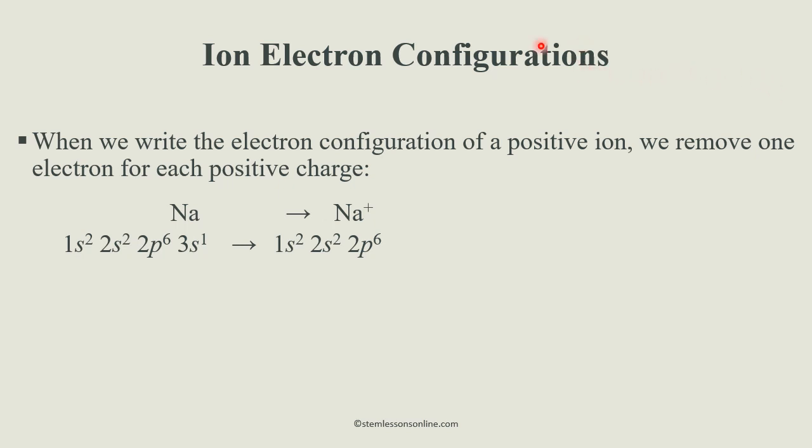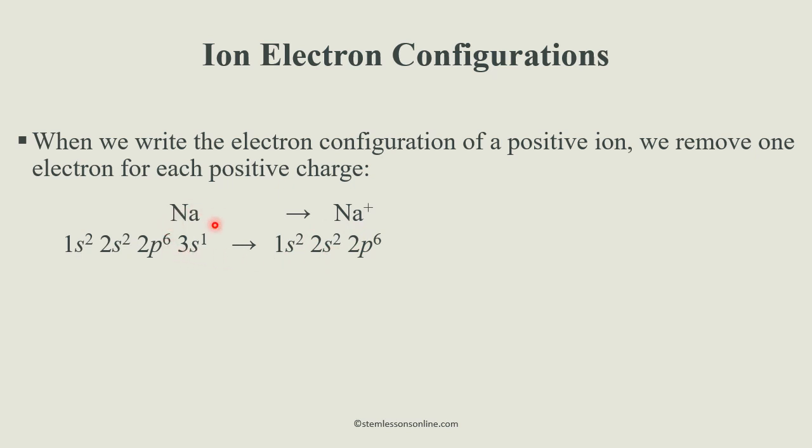When we write the electron configuration of a positive ion, we remove one electron for each charge. For example, sodium. This is a neutral atom and this is the sodium ion. So the sodium ion has one positive charge, so we will subtract 1 from the total number of electrons of sodium. Sodium has 11 electrons. So when you write the configuration for Na+, we will write the configuration for 11 minus 1, 10 electrons. So there are 10 electrons in the sodium ion.